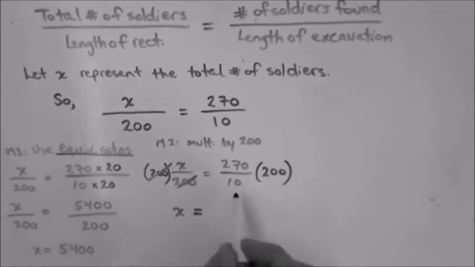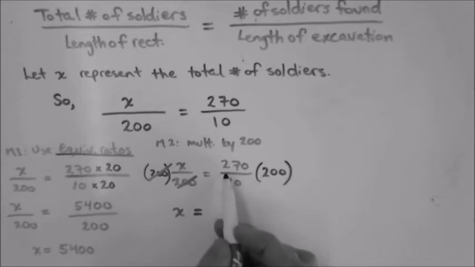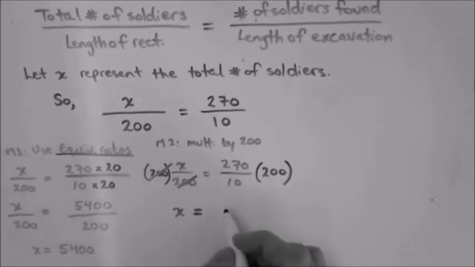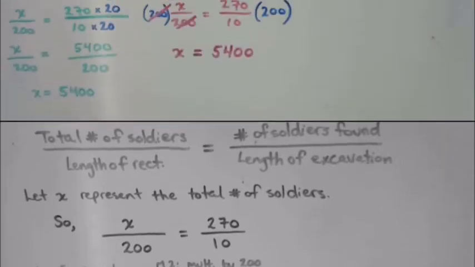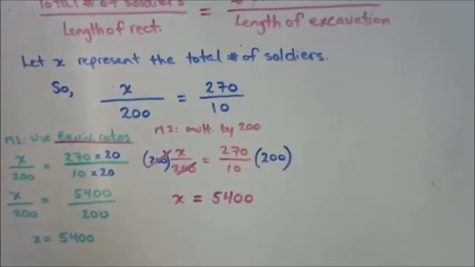On this side, we can use our calculator. We can do it a couple different ways. You could do 270 divided by 10 times 200, or 27 times 200. Or you could do 270 times 200 divided by 10. Any way you do it, you're going to end up with 54,000 over 10, and then that's going to reduce to an approximation of 5,400 clay soldiers. Again, that would probably be my go-to method.